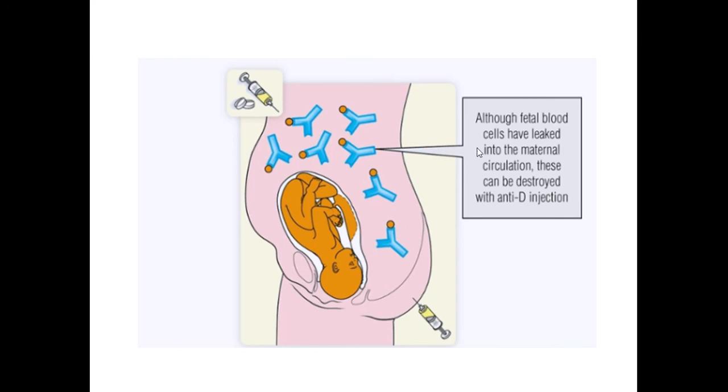baby. So although fetal blood cells have leaked into the maternal circulation, these can be destroyed by anti-D injections, and we get rid of all of the red blood cells that could be sensitized.